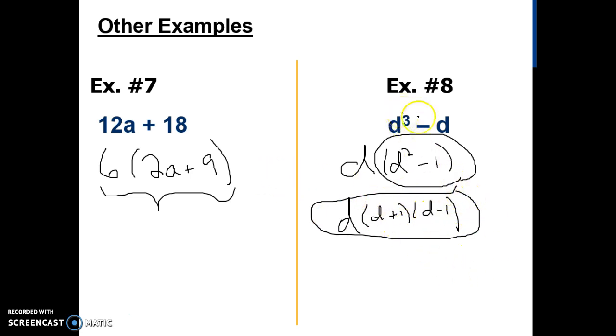All right, so that's another special one you want to be on the lookout for. If you see one of the special patterns, in this case it's kind of reversed, but you see one of the special patterns, you can factor from there. And that's really what we have for this lesson here, guys.